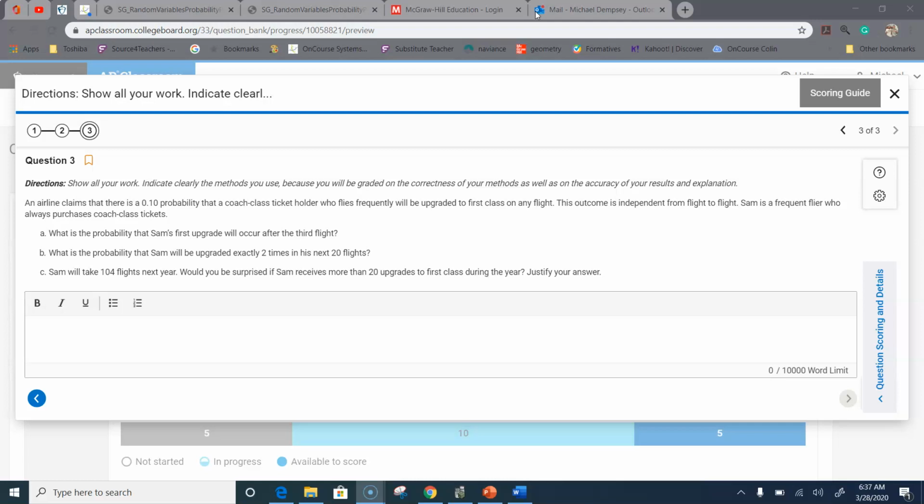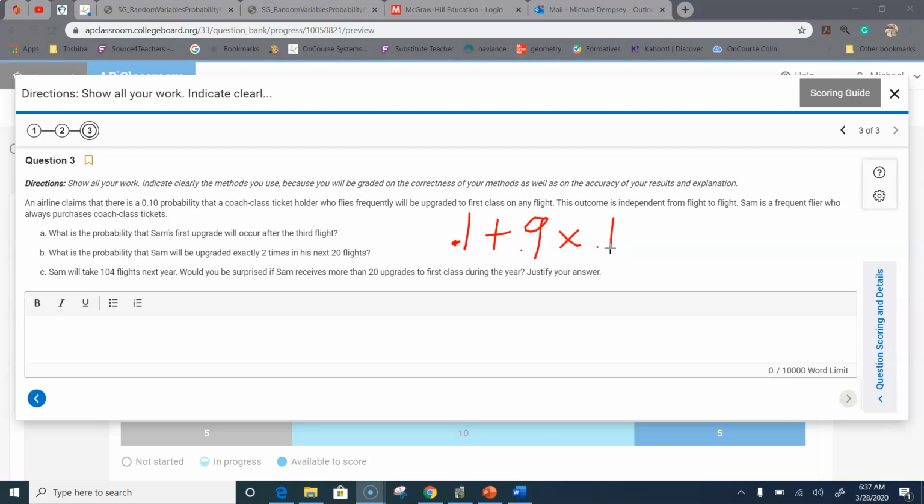So the probability that it occurs after the third flight, what I'm going to do is find the probability that it occurs on the 1st, or on the 2nd, or on the 3rd, and then I'll subtract that from 1. Okay? So the probability it occurs on the 1st is just 0.1. Now the probability it occurs on the 2nd means that it did not occur on the 1st, that's 0.9, and then it did occur on the 2nd.